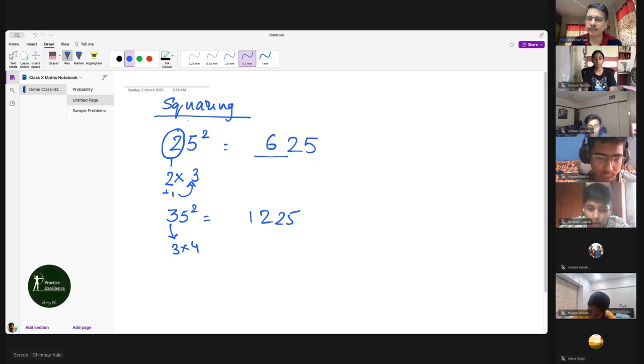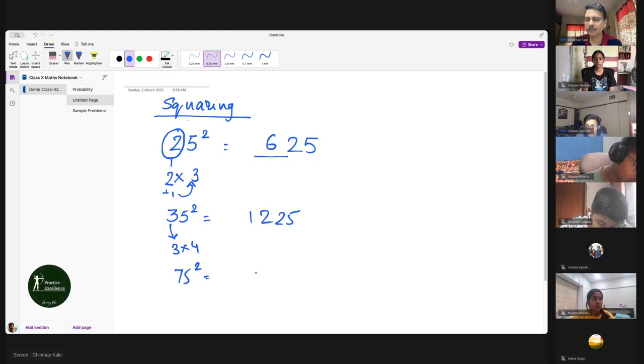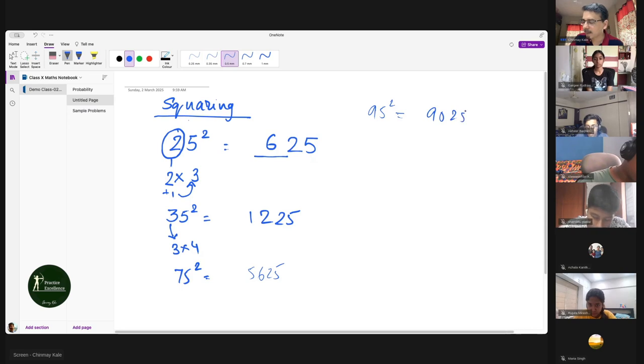Clear? 75 square. Come on, quickly. 5625. 5625. Absolutely. Correct. 95 square. 9025. So it's that easy. You take a second to come out with an answer, right?